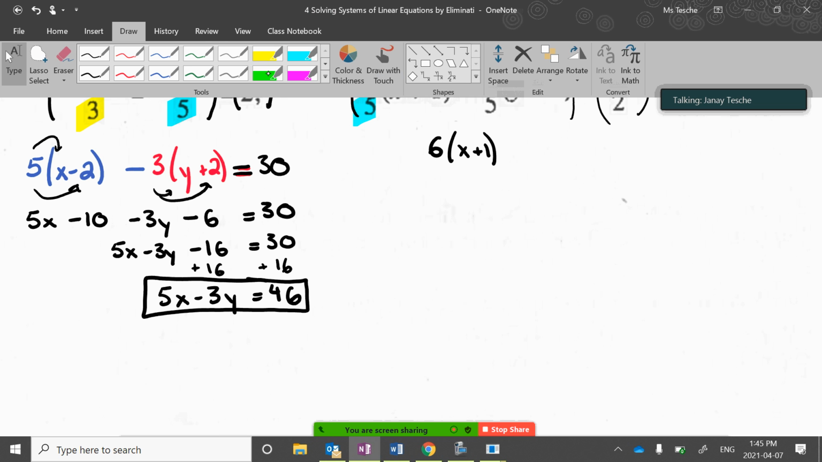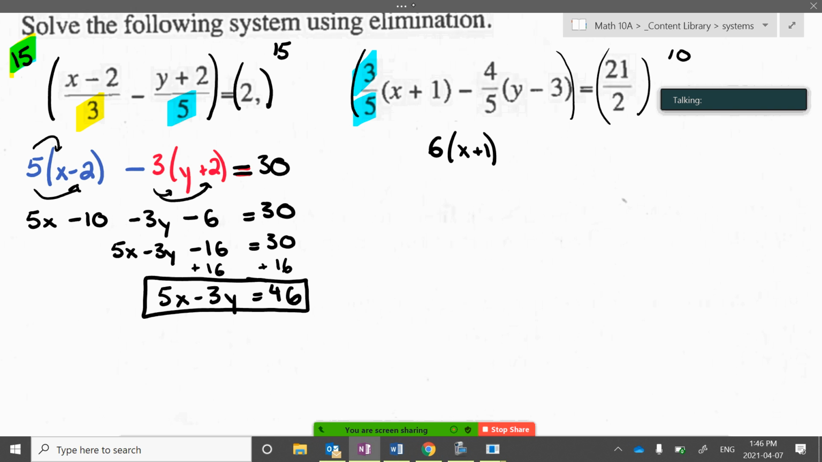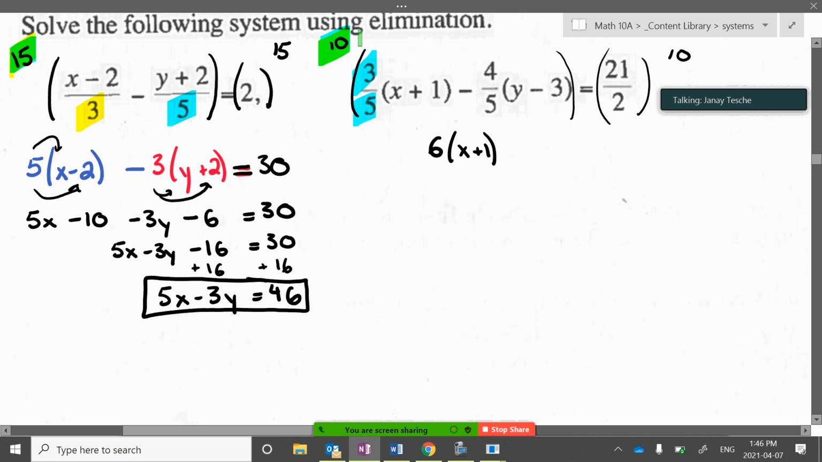Okay, so then let's look at the second part of that. I'm going to go 10 times 4 gives me 40. 40 divided by 5 is what? Oh, come on. 40 divided by 5, 8. So I get -8 times y minus 3. On the right side, 10 divided by 2 is 5. So I'm going to do 21 times 5, which is 105.